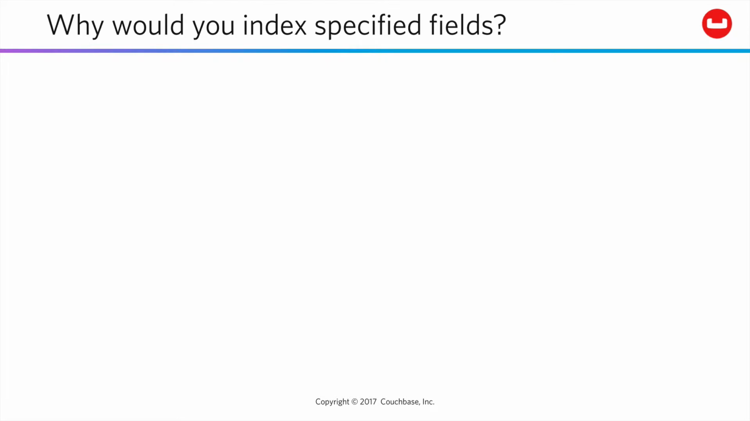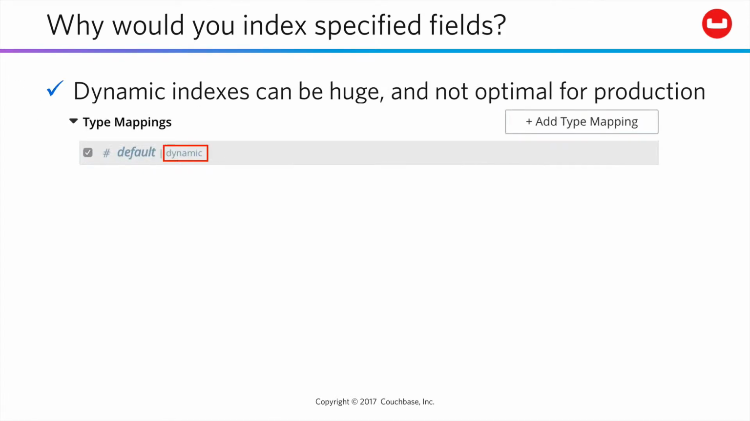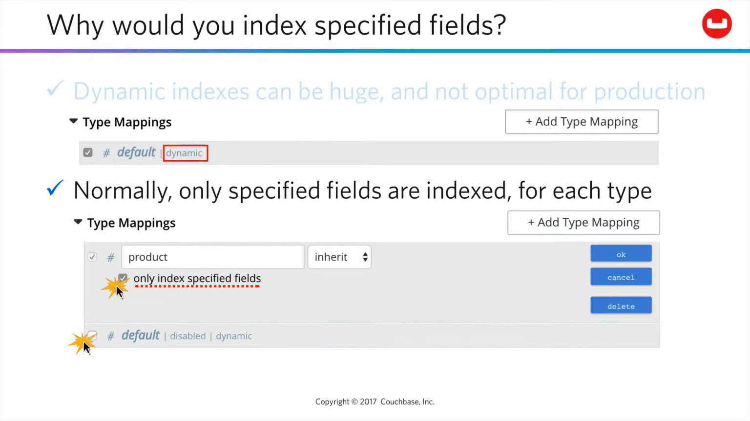As you already saw, it's completely possible to index all fields of all documents in a target bucket. It's the default behavior. The problem is, if you dynamically map and index all fields in your documents, your index will be huge. So you should only use this approach for those relatively rare use cases where your document fields continually change. Instead, you will normally index specific fields for each mapped document type. To do so, check Only Index Specified Fields in your type mapping. Otherwise, all child fields of this mapping will be indexed.